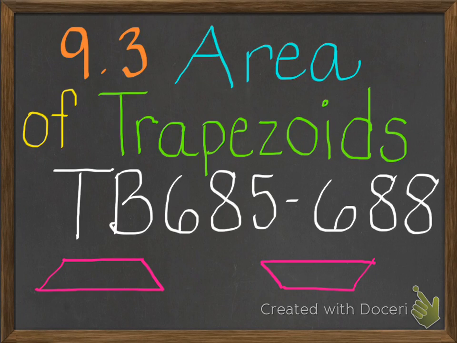Hello and welcome to Chapter 9, Section 3 on finding the area of trapezoids. This starts on textbook page 685 and goes through textbook page 688.